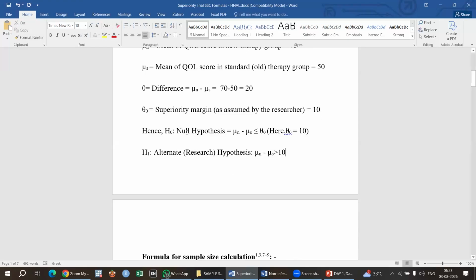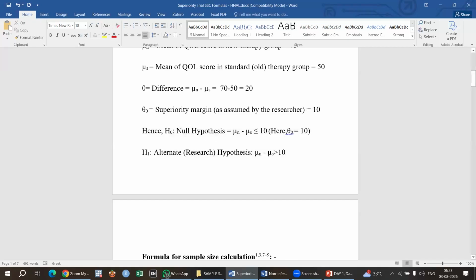And so, what will be the null hypothesis? The difference between the mean of new treatment and the mean of standard treatment should be equal to or less than 10. Okay, should be equal to or less than 10. Here our superiority margin is 10. So this is our null and alternate hypothesis.